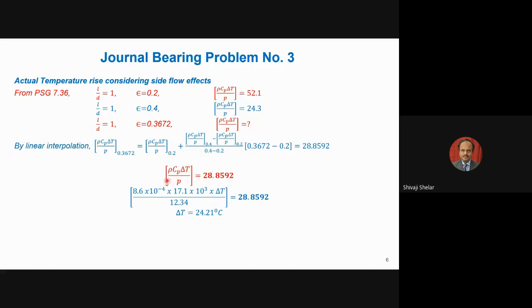If you put the value of rho here, rho value is 8.6 into 10 raised to minus 4. Then the Cp value here is 17.1 into 10 raised to 3, and delta T here. Then the pressure here, this pressure is in kgf per centimeter square. My value is 1.234 Newton per millimeter square. So kgf multiplied by 10, so it is 12.34 kgf per centimeter square. In this formula, this pressure value has to be used in kgf per centimeter square.